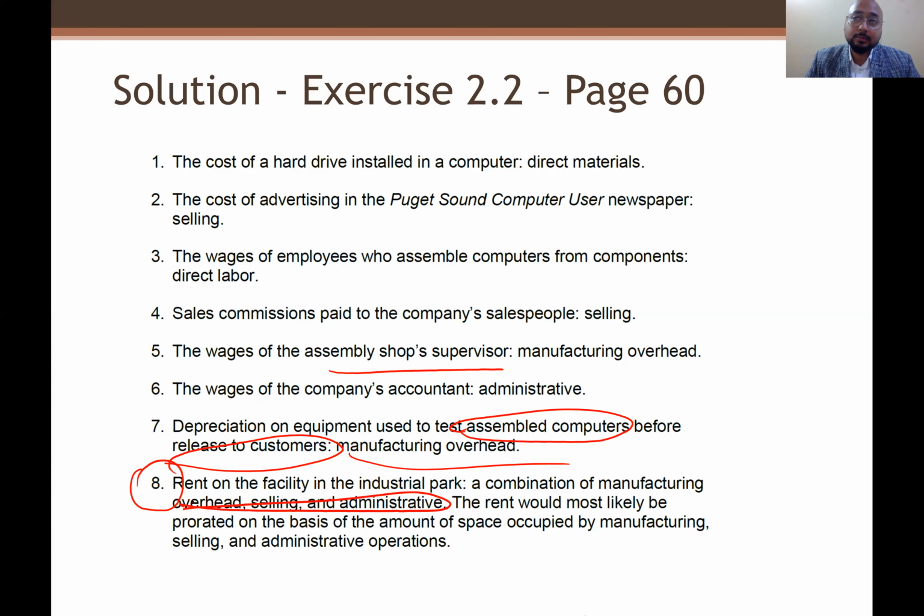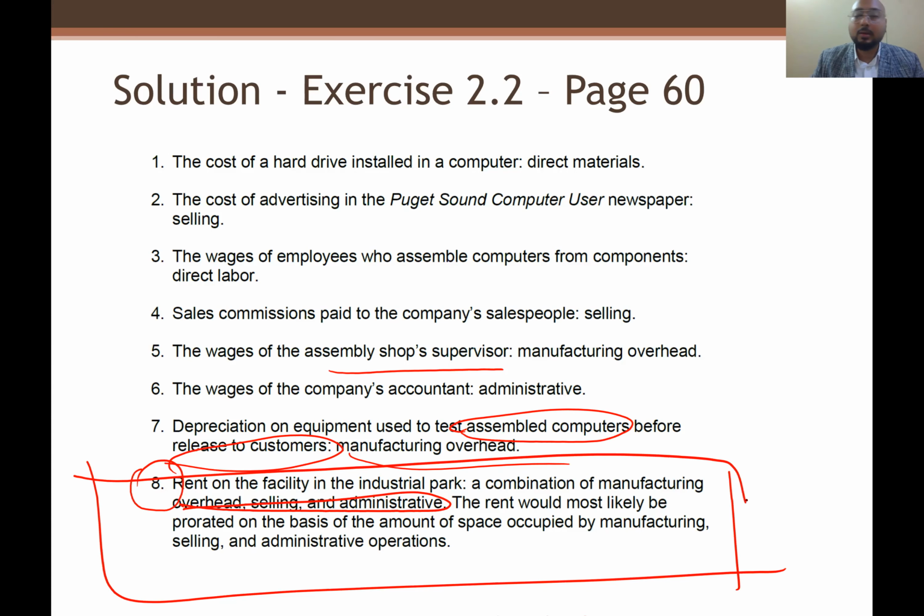If the production facility belongs to manufacturing overhead, and if they have a sales department over there as well, the area occupied by the sales department, that rent belongs to selling. And the area where the executives or CEOs or head office workers sit, that area rent belongs to administrative cost, right? So that is the tricky point here in requirement 8.